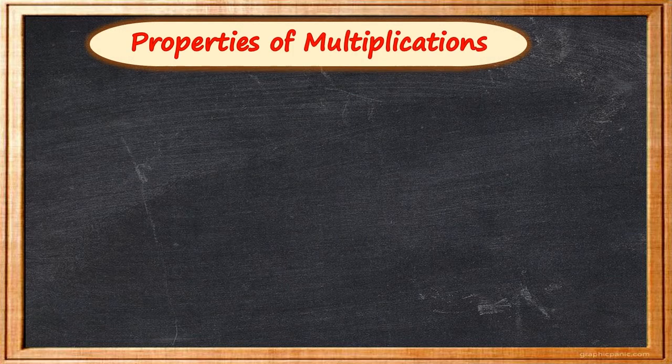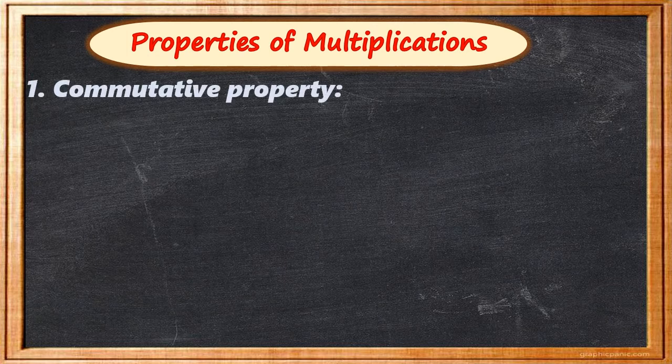Now, children, let's see what are the different properties of multiplication. Let's see what is the first property. Commutative property. Commutative property says that when we change the order of the numbers that we are multiplying, the product remains the same. Or we can say when we change the order of multiplicand and multiplier, the product remains the same.